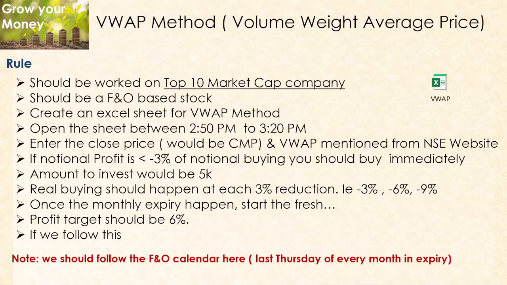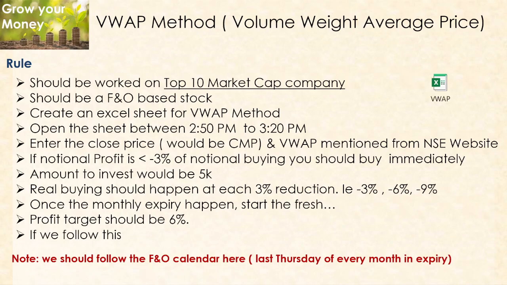What you need to do is create an Excel, and in that Excel, enter every day the closing price and the VWAP price, between 250 and 320. We need to think that every day we are buying, starting from the first day the futures and options open in the month. When the profit of the notional buy goes down by minus 3% for the first time, you buy the first lot. When it goes to minus 6, you buy the second lot. And when it goes to minus 9, you buy the third lot.